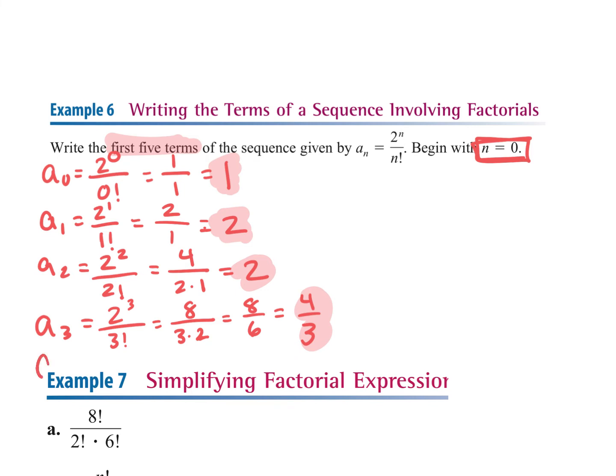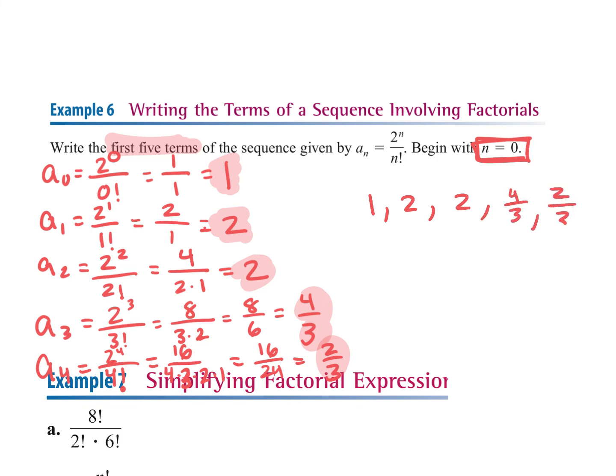So a sub 4. 2 to the 4th power over 4 factorial. What's 2 to the 4th power? 16. And 4 factorial is 4 times 3 times 2 times 1. So 16 over 24, which is 2 over 3. Perfect. So those are our first 5 terms. So we can write our answer as 1, 2, 2, 4/3, 2/3.